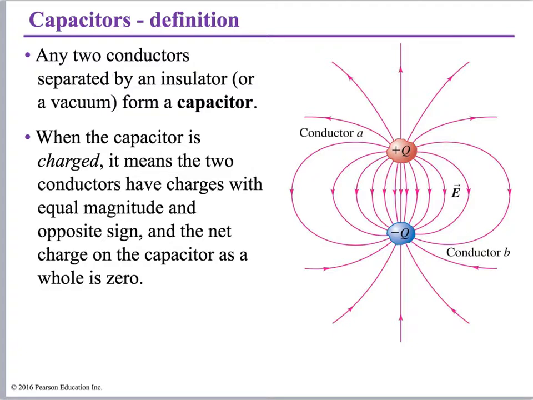But typically we would just say that the charge on the capacitor would be given by Q, to represent the magnitude of the charge on each conductor.